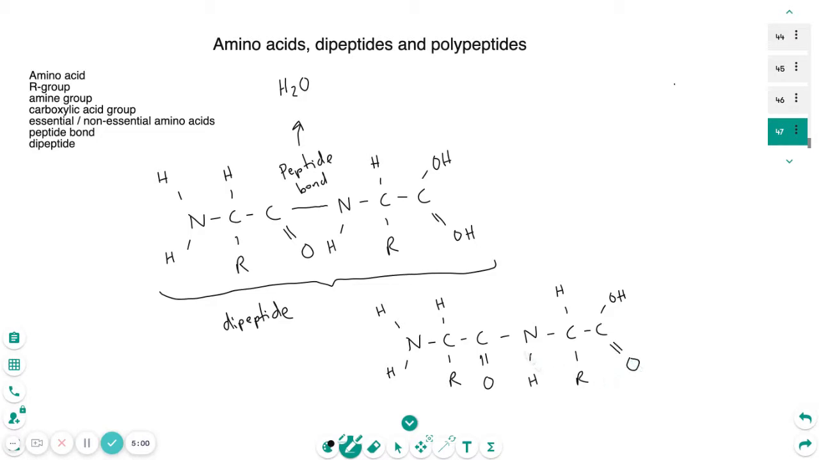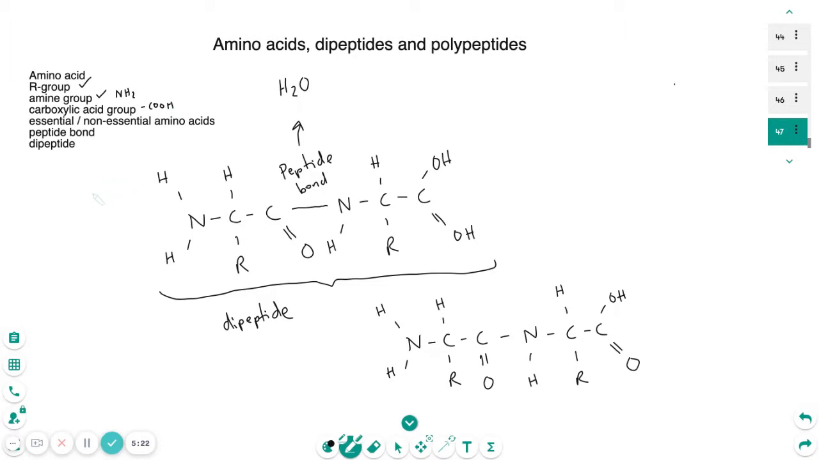Okay, so knowing how to draw an amino acid, the three different parts, we had the R group, the amine group. So the amine group is the NH2. The carboxylic acid group was the COOH on the right hand side.